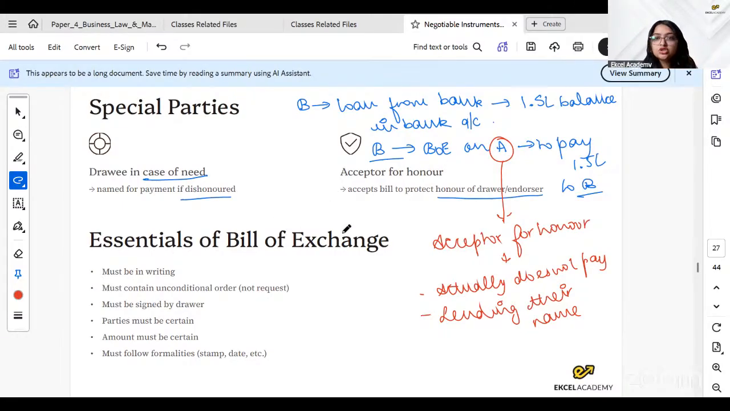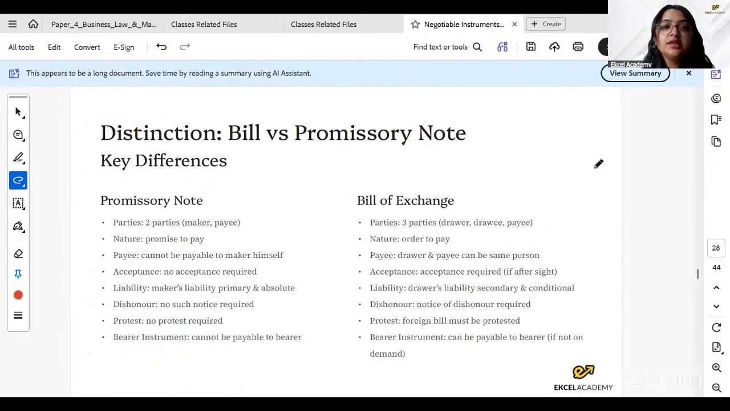Essentials of a bill of exchange: it must be in writing, should be an unconditional order signed by the drawer, parties must be certain, amount must be certain, and it must also follow all of the formalities that we were just discussing. Next, now coming to the interesting part, how do you differentiate between a promissory note and a bill of exchange? Pretty simple. It is just the meaning itself, but put in a table form for you to be able to compare the two. Promissory note: there are two parties, maker and payee, the one who promises to pay, and the one to whom the amount is paid.